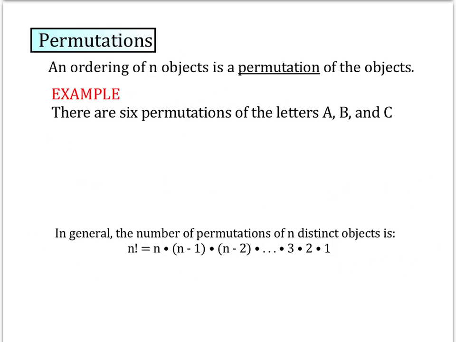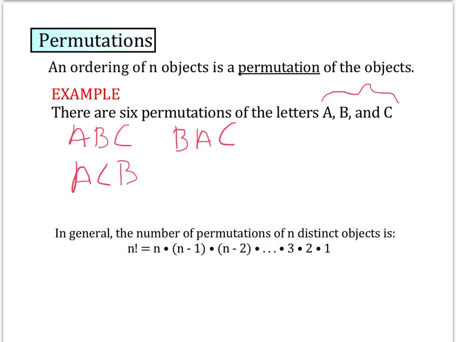So a permutation is an ordering of objects. So for my set of 3 letters here, there are 6 permutations of these letters. So A, B, C would be the first one. I can switch the A, the B, and the C. I can switch A and B. I can switch these as well. BCA is an option, and CBA is an option. So there's 6 permutations of this letter.